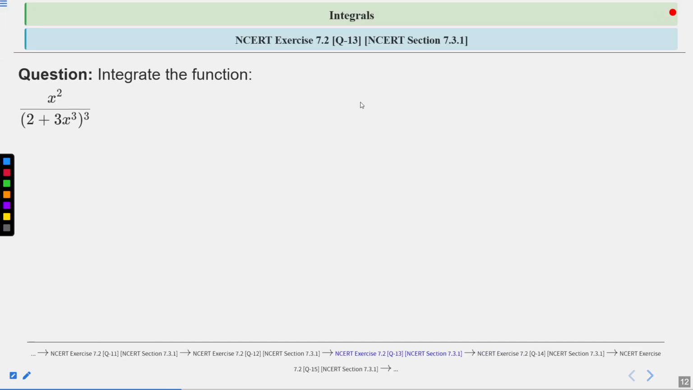So the next question is NCERT exercise 7.2 question number 13. This question says integrate the function x square upon 2 plus 3x cube whole cube. We need to integrate the given function.